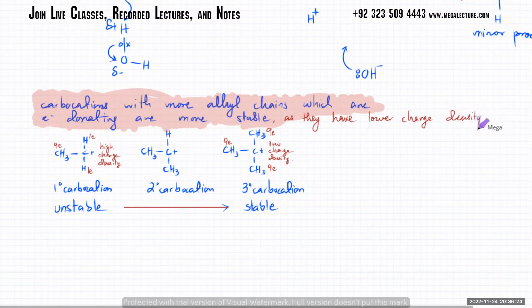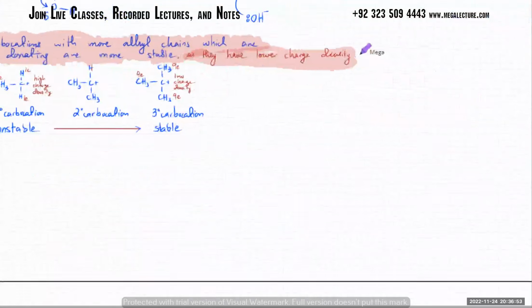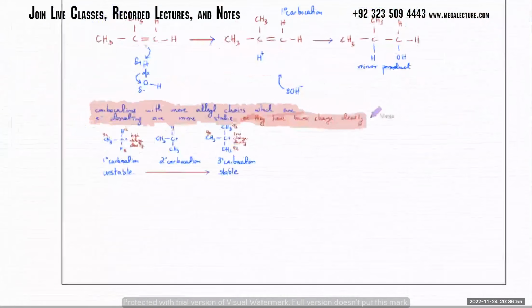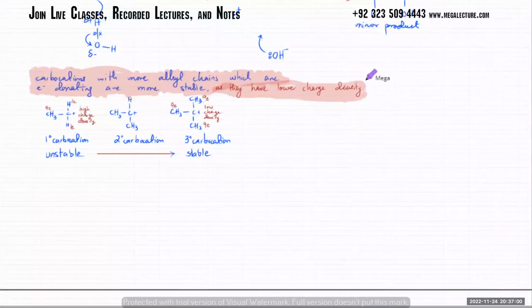So is that clear? जी सर. Yes. As anyways, as they have a lower charge density. So that's it. अच्छा, then moving on. What are the reactions? It's kind of what's Markovnikov's rule? Remember Markovnikov's rule? Let's do other reactions.